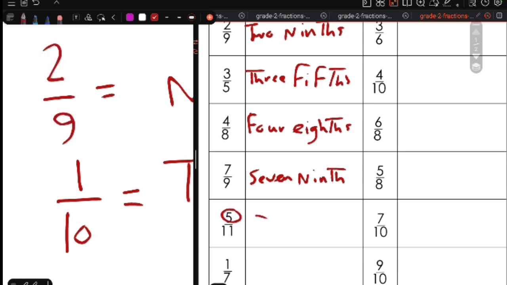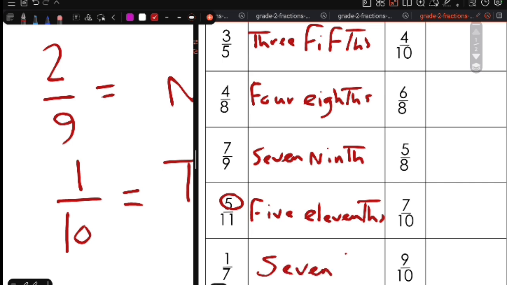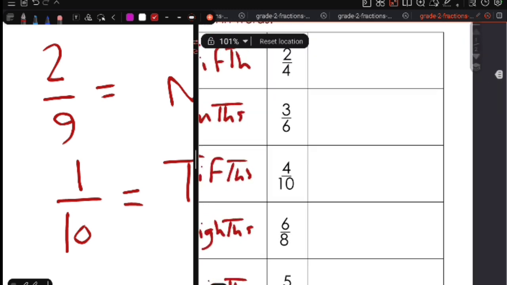5, okay, 5 here, 11th. Sorry, let's erase it. 5 11ths. Okay, forget about this one because it's not in your curriculum. But know it. 5 11ths. Okay, I call it 7th.